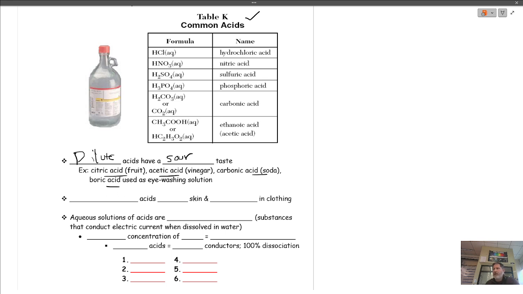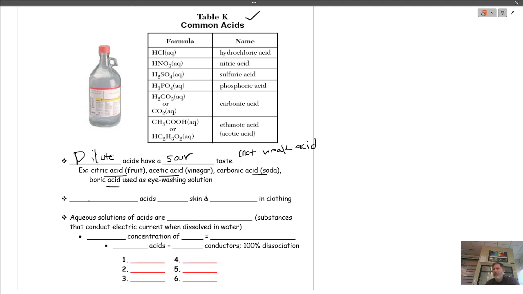Now, just because it's dilute doesn't mean it's a weak acid. So this is not the same as something we'll talk about later, which is a weak acid. This is not a weak acid.